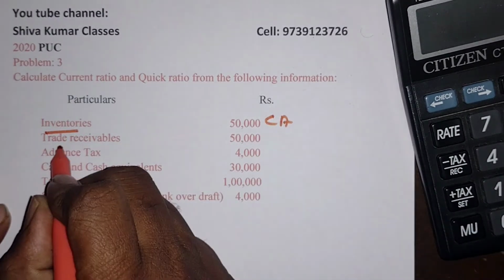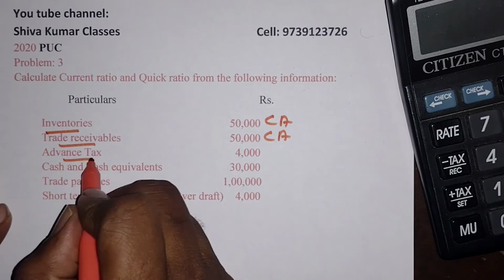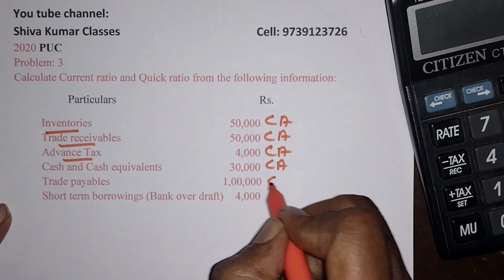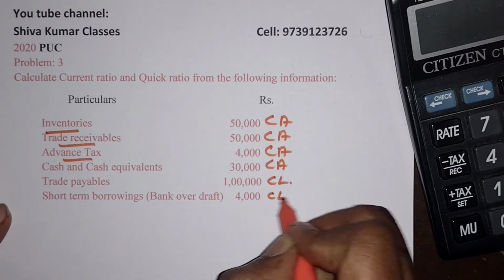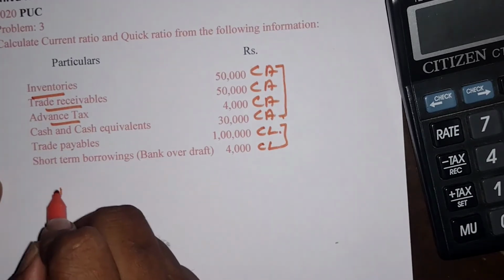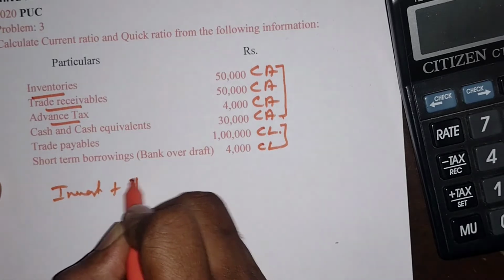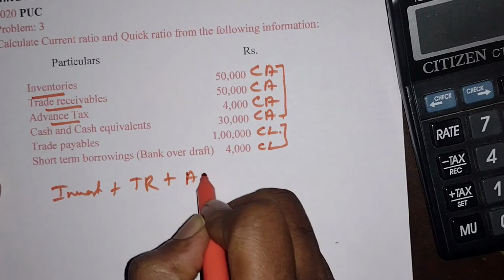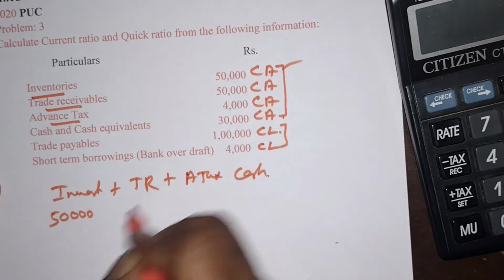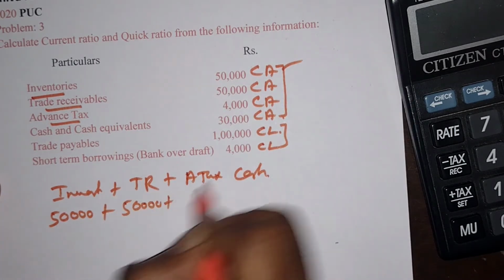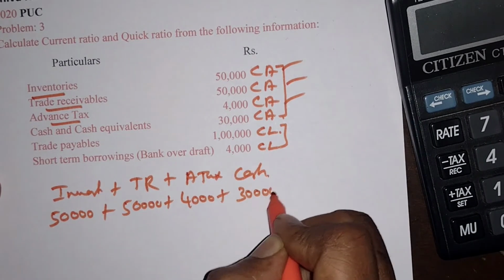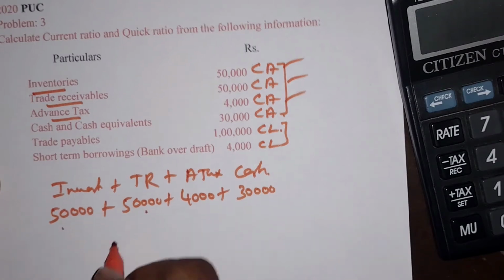Inventories, current asset. Trade receivable, current asset. Advance tax, current asset. Cash and cash equivalents, current asset. Trade payable, current liabilities. Short-term borrowings, current liabilities. 2 current liabilities and 4 current assets are given. What are they? Inventories plus trade receivable plus advance tax plus cash and cash equivalents: 50,000 plus 50,000 plus 4,000 plus 30,000. So 50 plus 50, 1 lakh, 1,34,000.